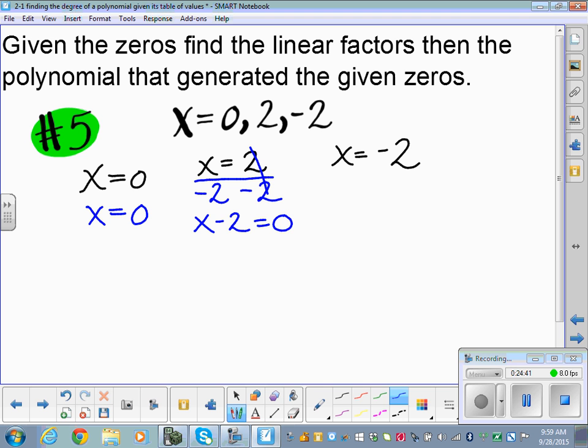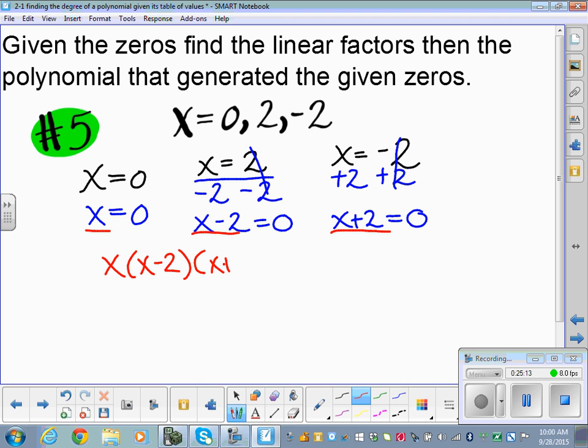Okay, let's work backwards on this one. What should I do? Add 2 to both sides of the equation. So we have x plus 2 is equal to 0. Check it, make sure it adds up to be 0. So these are our linear factors: x, x minus 2, and x plus 2. Now since our linear factors are all set equal to 0, we can pull them together and multiply them. So I'm going to rewrite this as x times, you have to use parentheses, x minus 2 times x plus 2. We can pull them together and say they all equal 0.